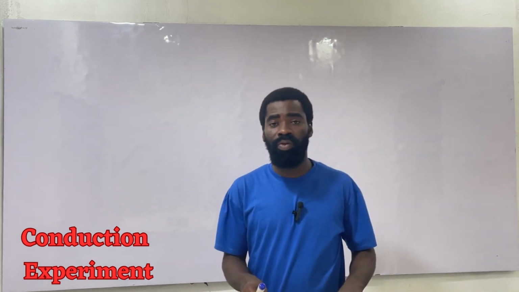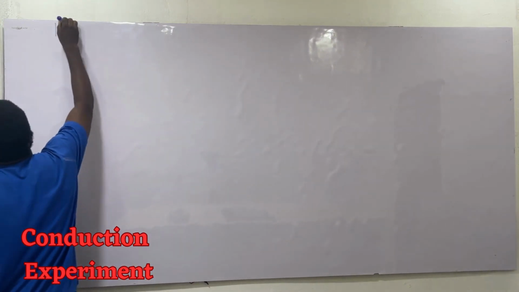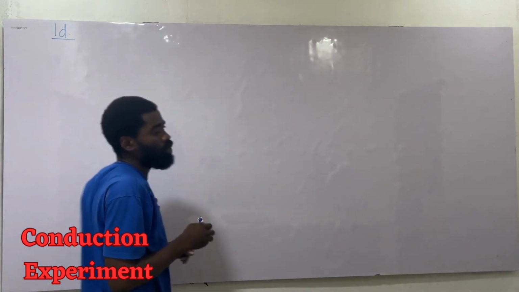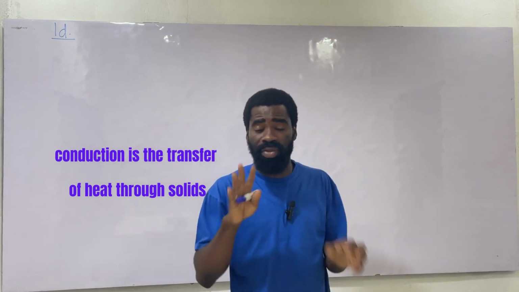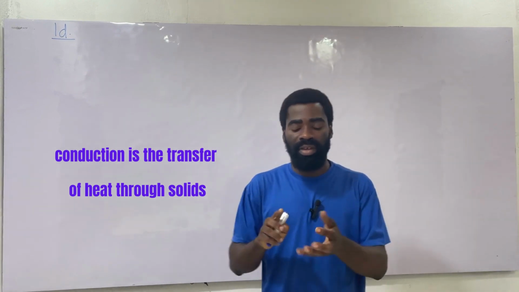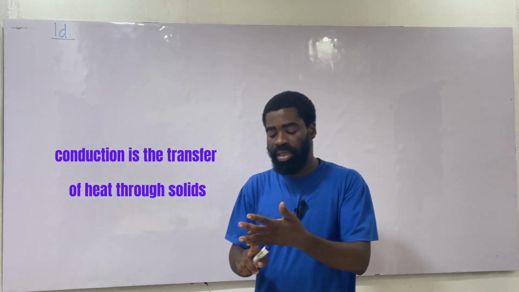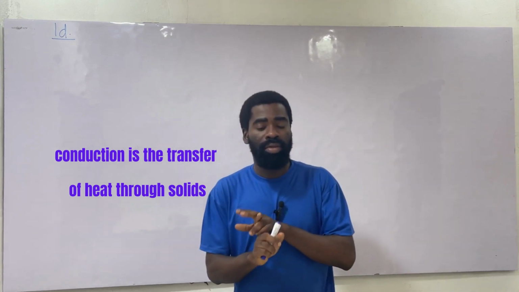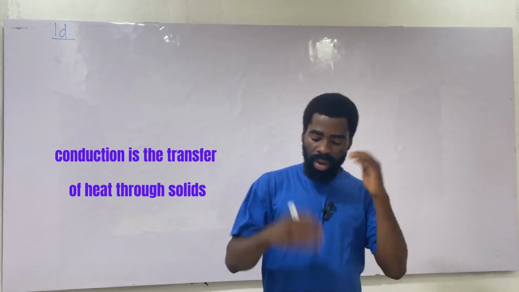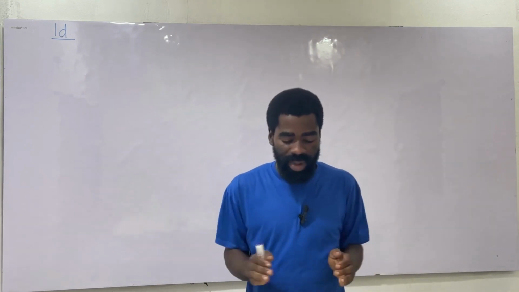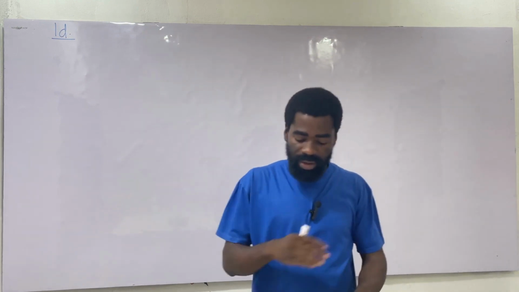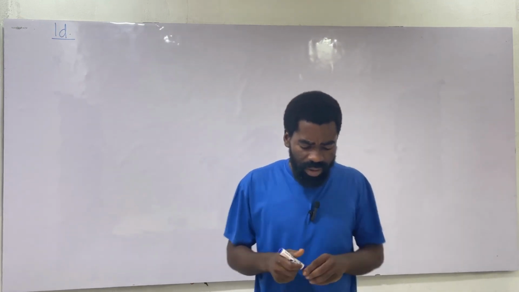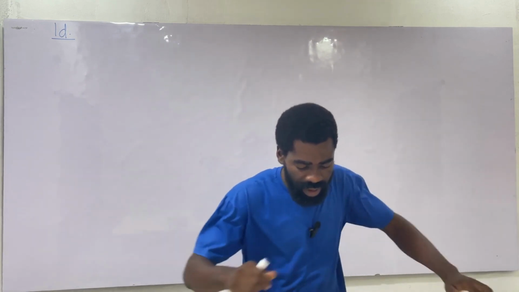So today we go to question 1D of our practicals. Question 1D is about conduction. We have three ways by which heat can be transferred. Heat is transferred by conduction through solids, convection through liquids, then radiation through what? Through vacuum. This experiment is basically about conduction, the transfer of heat through metals or solids. Now let's look at the question and go deep into it.